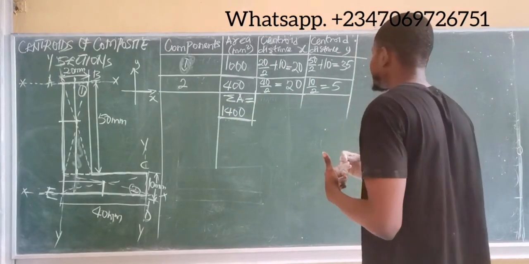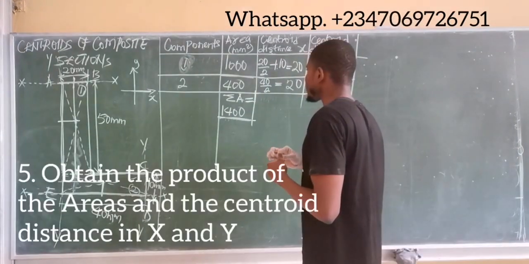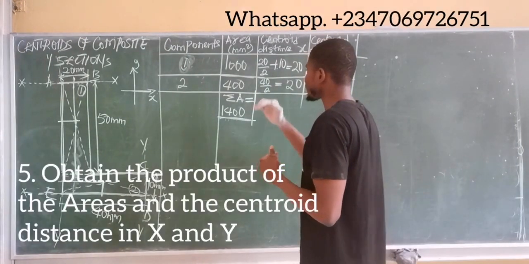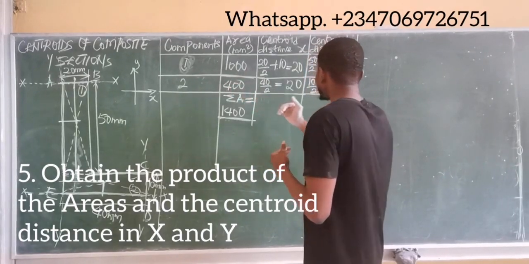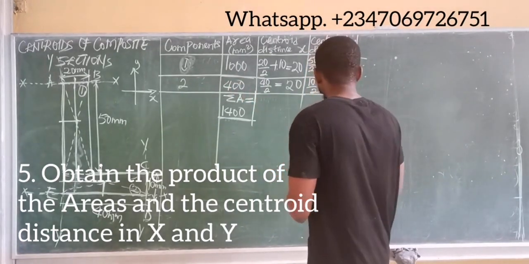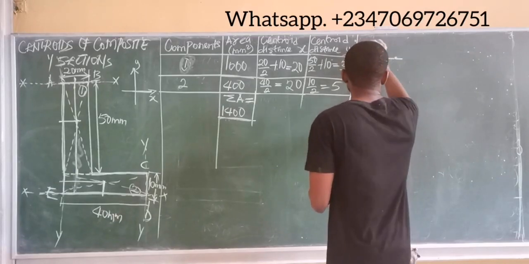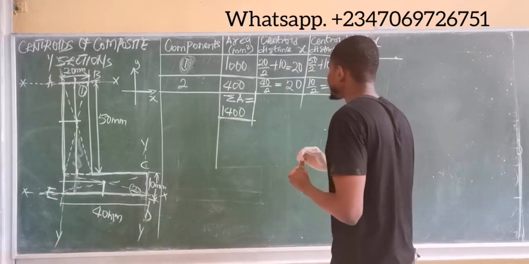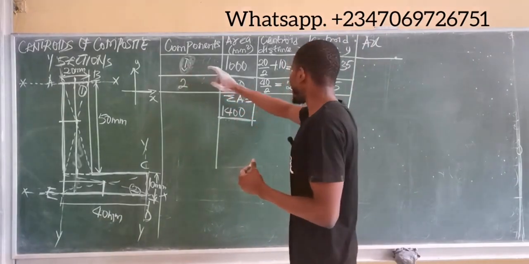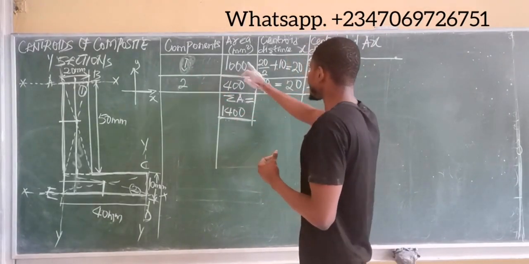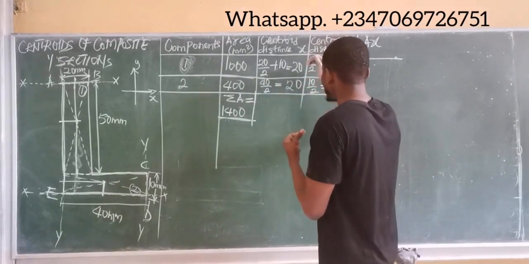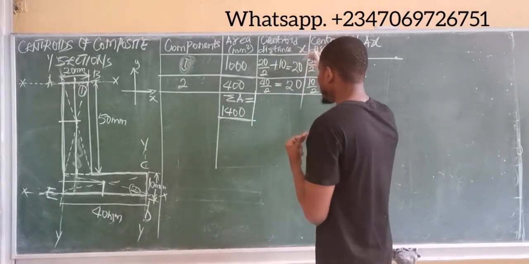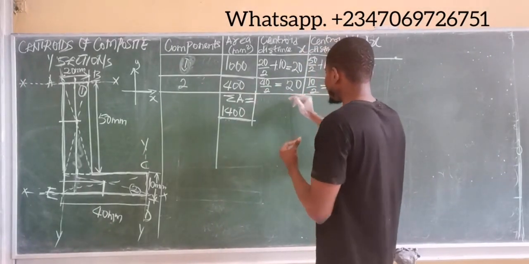Now, after obtaining the centroidal distance, the next thing to do is simply obtain the product of the areas of each of the segments towards the centroidal distance. So I will simply have here, let me say I have A times X. A times X simply means the area of the first shape times the centroidal distance in the X direction. Also, area of the second shape times central distance in the X direction.